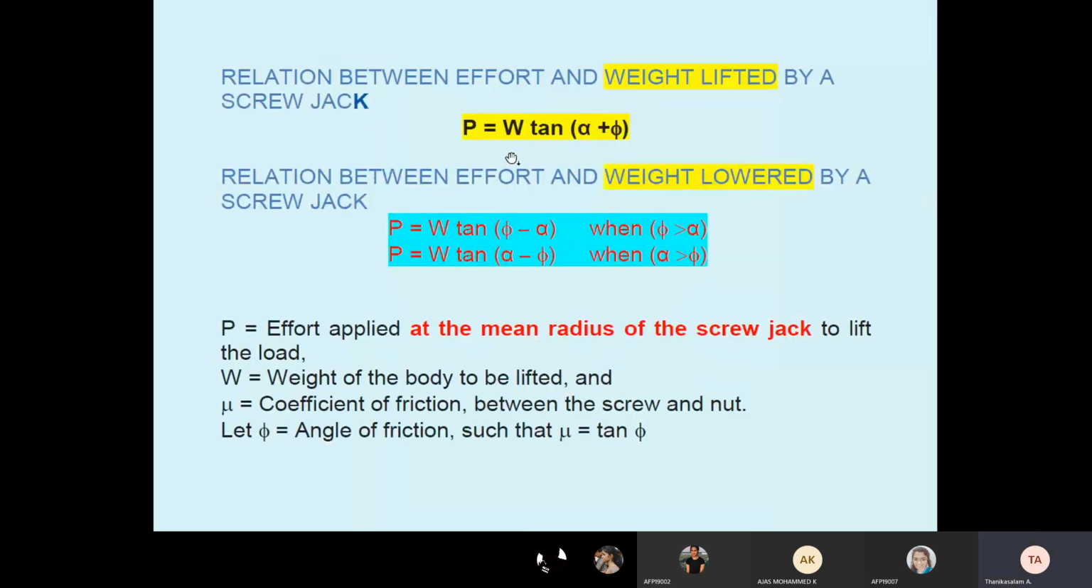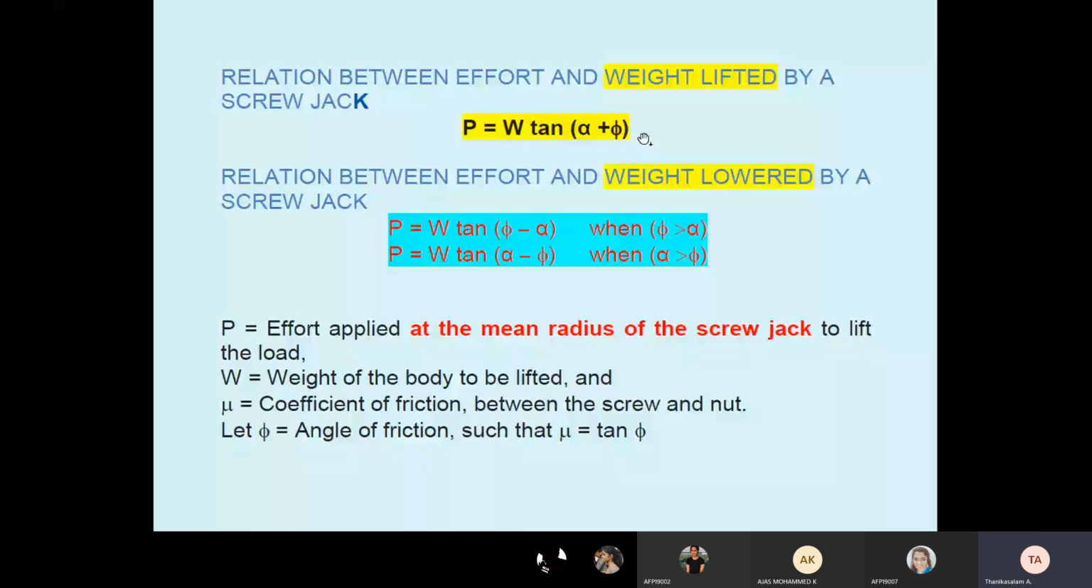So I have combined the relation between effort and weight lifted by a screw jack. Lifting: P equal to capital W tan of alpha plus phi. It is for lifting the weight, the effort applied. They did not mention force. Just imagine effort. Effort is also force. Suppose you are lifting, how much effort are you giving? How much force? That is the beauty of engineering mechanics. They mention P is the effort here. So P equal to W tan of alpha plus phi.